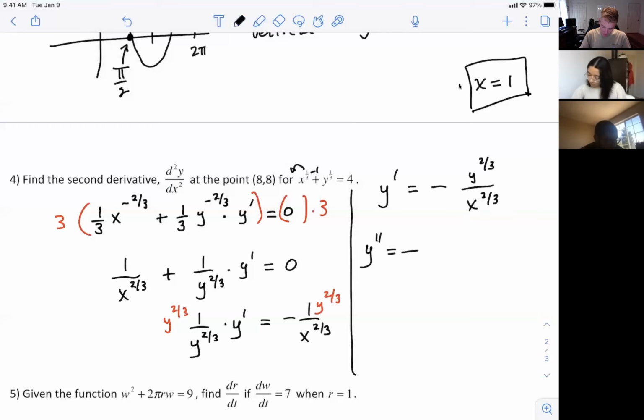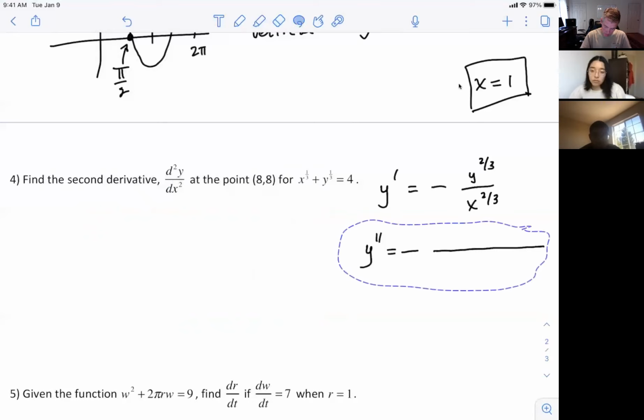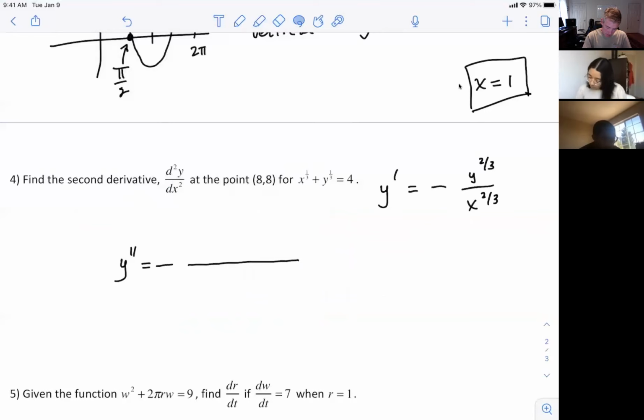So the negative could stay there, and then we'll need to do the quotient rule. And I don't think I'm going to have enough room. Need some more space. Okay, so starting on the top, the derivative would be 2/3. Bring that in front of the y and multiply, and then subtract 1. And 2/3 minus 1 will be negative 1/3. And then just leave the x alone.